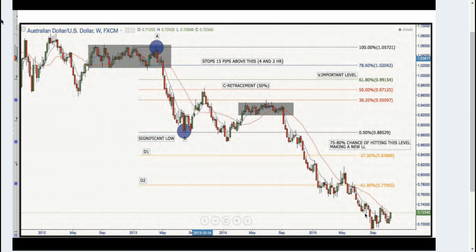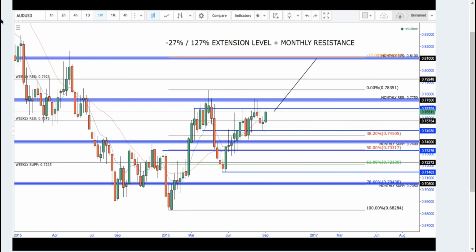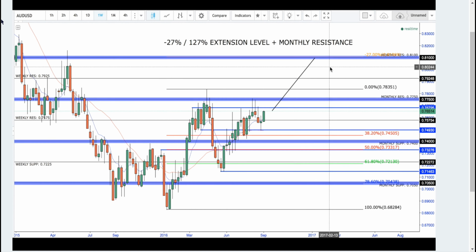0.7050 is a strong level because again, I've been watching this currency pair for quite a while and I've been monitoring its progress for nearly 4 years now. So that's what I mean about consolidating and bringing your currency pairs in so you know these currency pairs like the back of your hand.